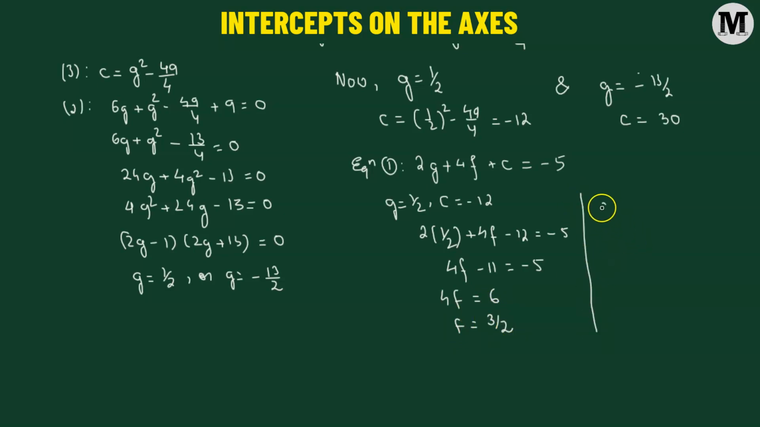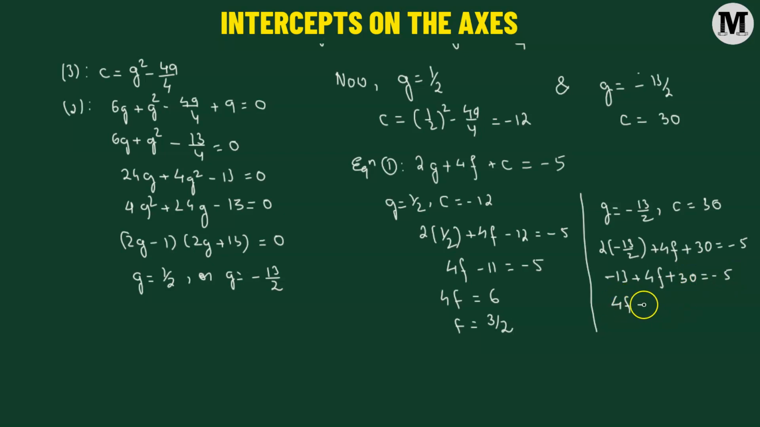And we're going to use the other value. So g, when it's negative 13 over 2, has a c value of positive 30, then we have 2 times negative 13 over 2 plus 4f plus 30 equals negative 5. This gives us negative 13 plus 4f plus 30 equals negative 5. So 4f plus 17 equals negative 5. So 4f will be equal to negative 22, or the f value comes out to be negative 11 over 2.